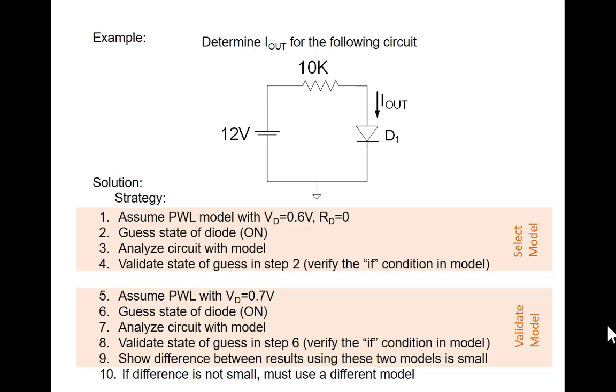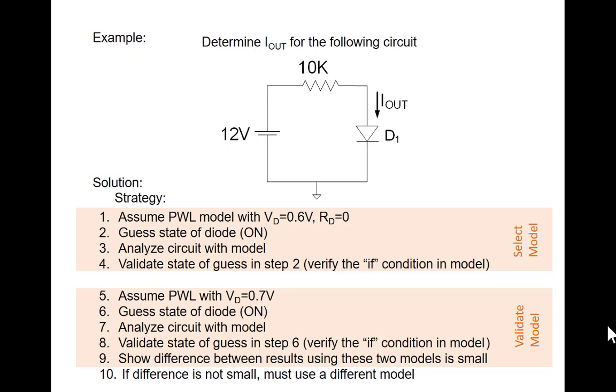I'm going to guess the state of the diode. I'm going to analyze the circuit with this model, and then I'll validate the state was valid. If I guessed wrong here, then I'll go back and guess again, because it won't validate. Then I would guess the off state.